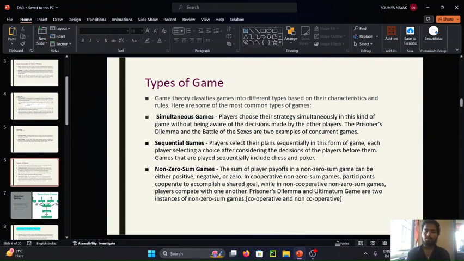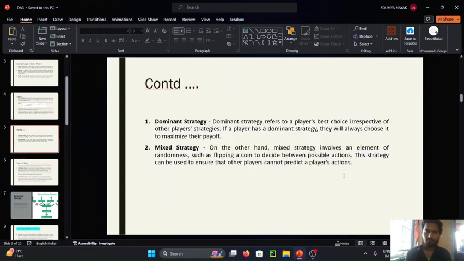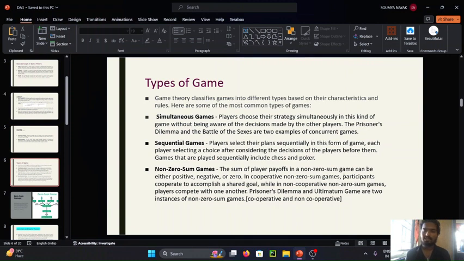What are simultaneous games? Players choose their strategies simultaneously in this kind of game without being aware of the decisions made by the other players. It is the same as what we have seen with the dominant strategy. The players choose their strategy simultaneously without being aware of what the other person is choosing. The prisoner's dilemma and the battle of the sexes are two examples of concurrent games.